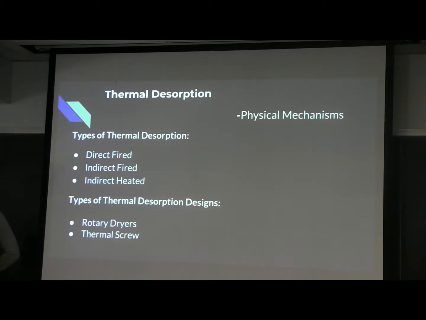materials. So there are 2 types of thermal desorption designs: rotary dryers and the thermal screw. The rotary dryer is a horizontal cylinder that can be indirectly or directly fired, while the thermal screw has a screw conveyor that can only be indirectly fired.